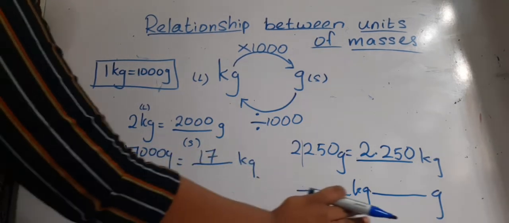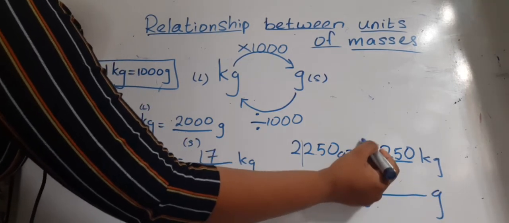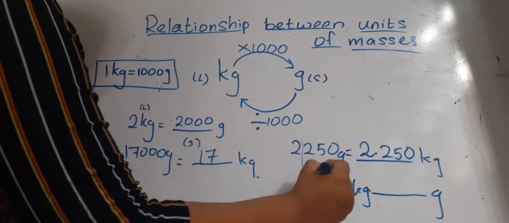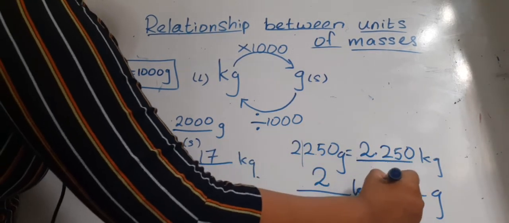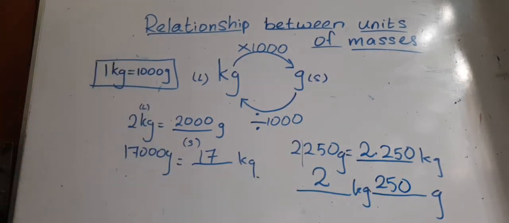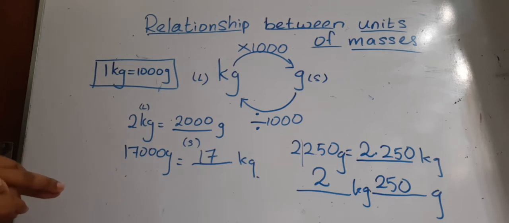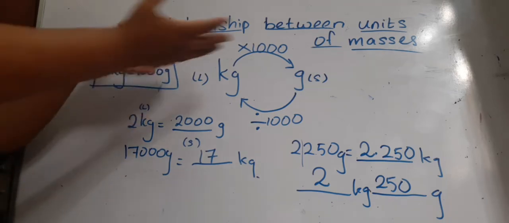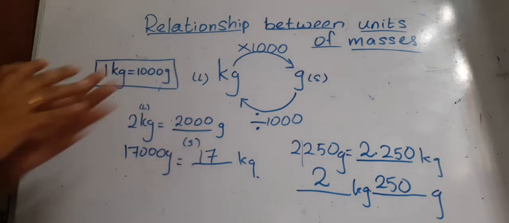Here you have been asked to give it in kilograms and grams. So remember, the number in front of the decimal point is for kilograms and the rest of the numbers are grams. So 2 kilograms and 250 grams. So it's very simple. That's all under the conversion of the units of masses. This will come in handy whenever you are converting units from one to the other. So remember this as well.